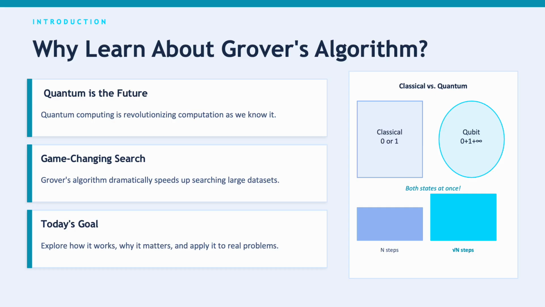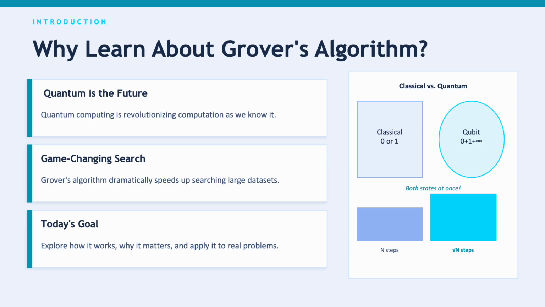You might be wondering, why should I care about a quantum computing algorithm? Well, quantum computing is one of the fastest growing fields in technology right now. Companies like Google, IBM, and Microsoft are spending billions of dollars on it, and governments around the world are racing to develop quantum computers. Grover's algorithm is a perfect starting point because it solves a problem we all understand: searching for something.